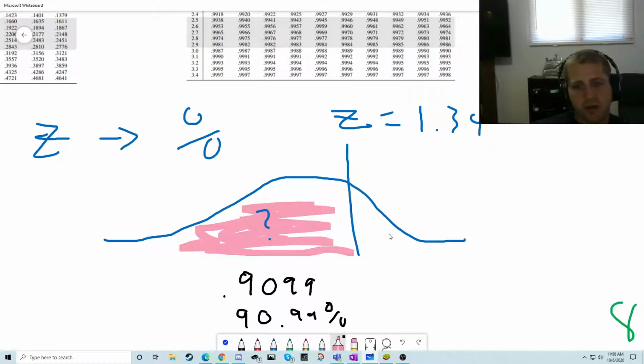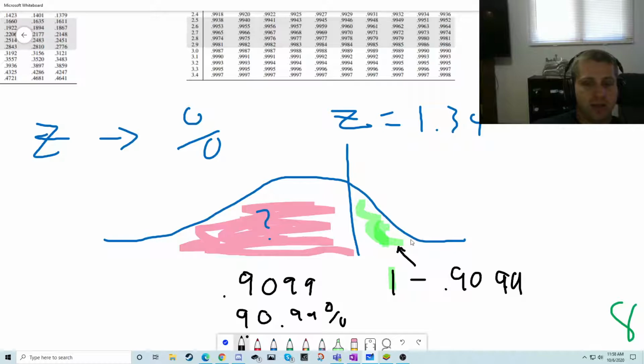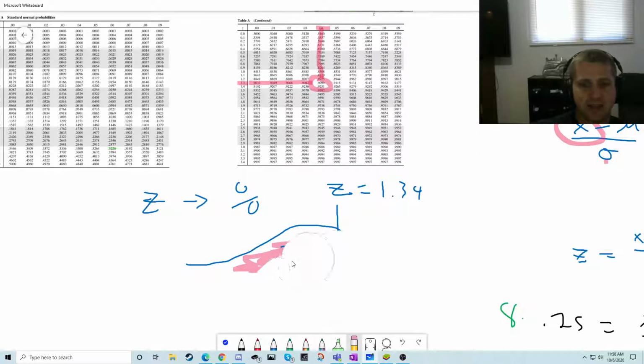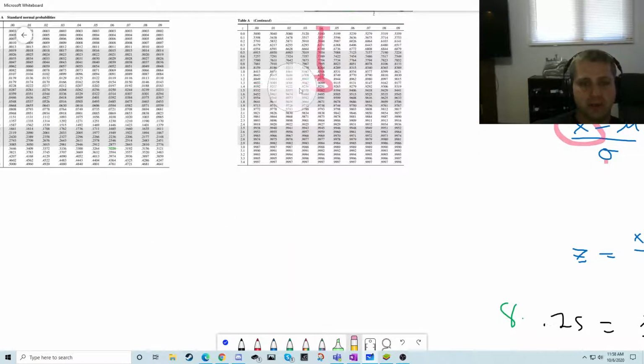Now, to answer the other side, what if I wanted to know the percent that was greater than my z-score? I still have to find this pink area. But if I'm looking for green, well, I know that the whole area of a normal curve, of any density curve, is 1. So if I subtract 1 minus 0.9099, if I have the whole thing, 1, and I subtract out the part I know, then I get the part I don't know. So that's how you find the upper. If you need it, you just find the lower first, minus it from 1. Life's good.